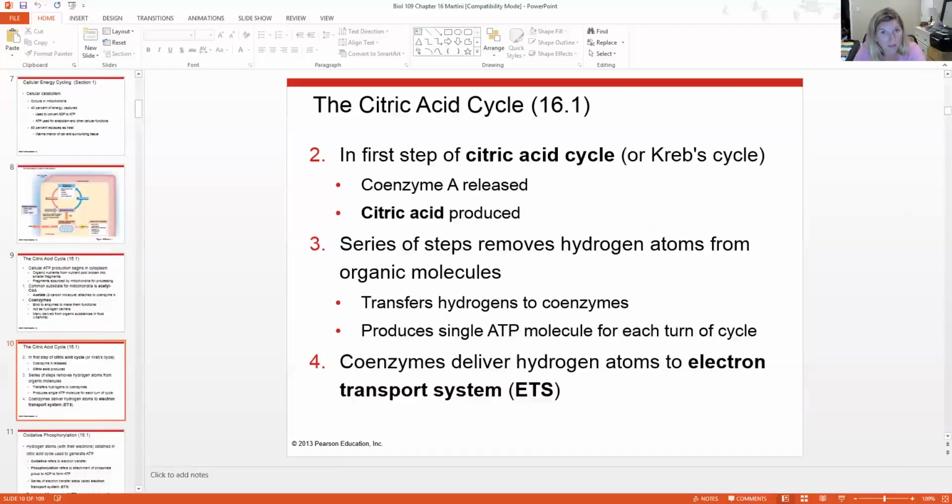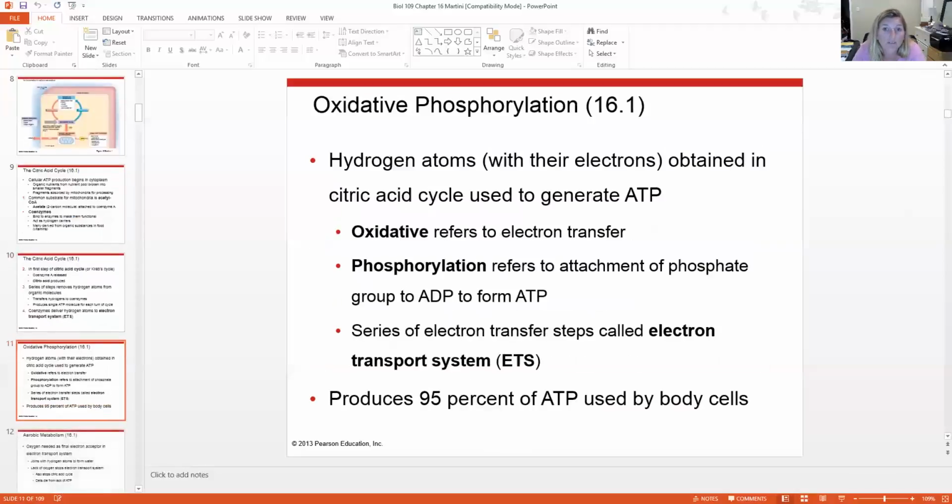And then the coenzymes that are produced deliver hydrogen atoms to the electron transport system, the ETS. The process of oxidative phosphorylation will then occur. The hydrogen atoms that were obtained through those coenzymes in the citric acid cycle will be used to generate ATP in the electron transport system and oxidative phosphorylation. Oxidation refers to that process of transferring electrons. Phosphorylation refers to attaching a phosphate onto an ADP molecule to form ATP.